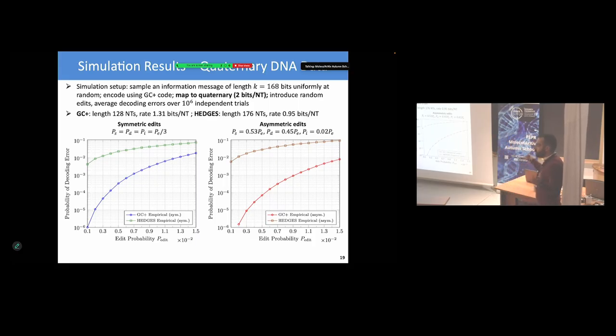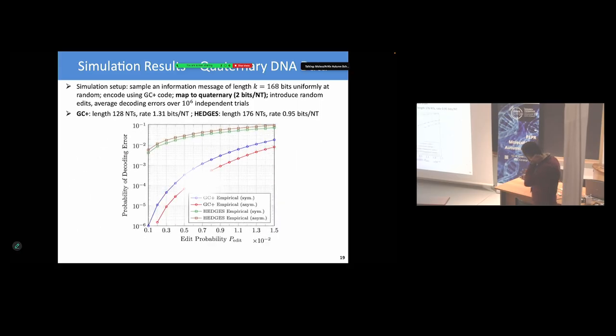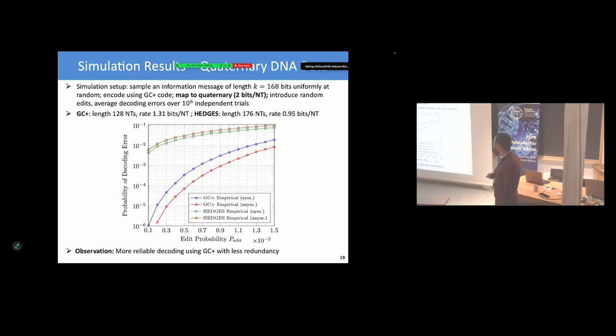Now let's merge these two into one graph. I did this because there's an interesting thing to report here. It's that for the asymmetric case, the GC plus does better than the symmetric case, whereas with hedges it's the opposite. So with hedges, when we have unequal error probabilities, it does slightly worse. So the observation here is that we can have more reliable decoding using GC plus with less redundancy. So even though the redundancy was less, the rate was higher, we were able to achieve better decoding performance, which is something.